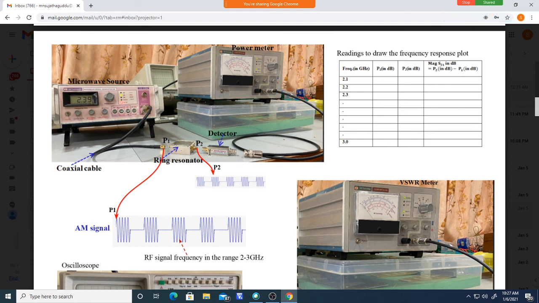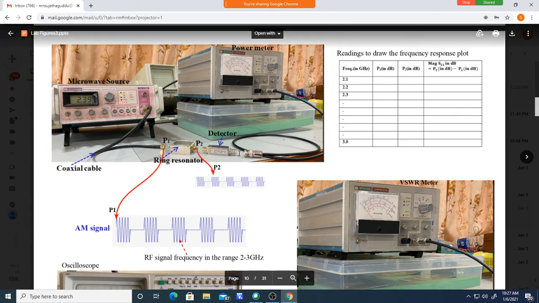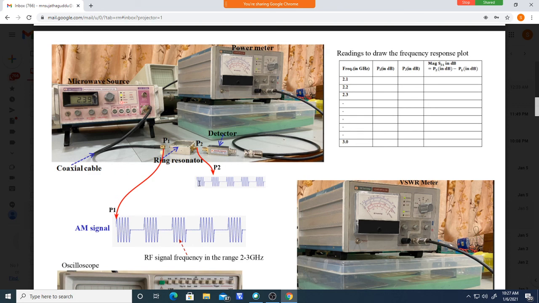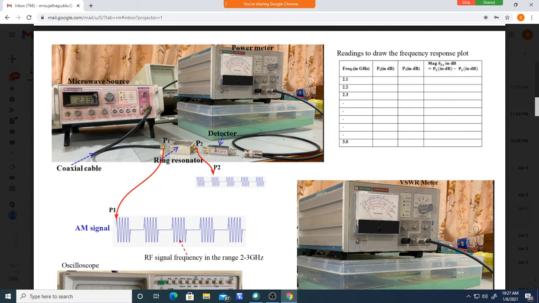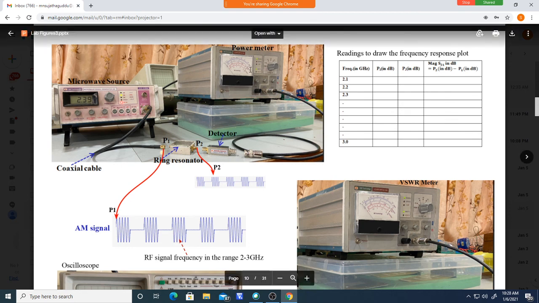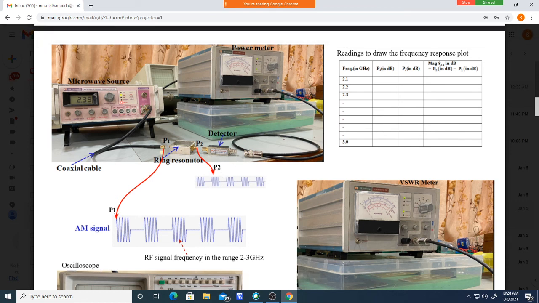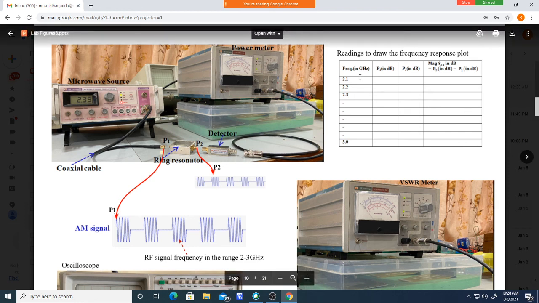For that again you should use a detector. This power P2 you are measuring. So you take the output from the ring resonator, pass it through the detector, and connect it to the VSWR meter. We will be getting a square wave here, because we want to measure the P2 power, so you should demodulate this using the detector. Feed that square wave to the VSWR meter, then we will get the power, that means the power of P2. This arrangement you should do. Note down P2 at each frequency.